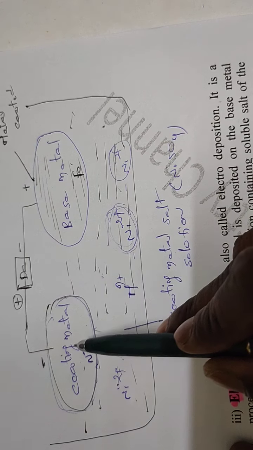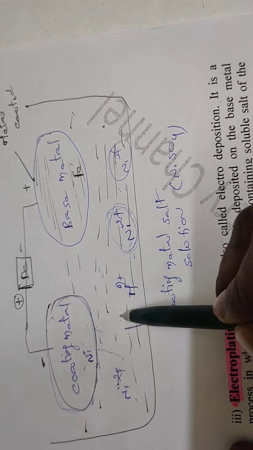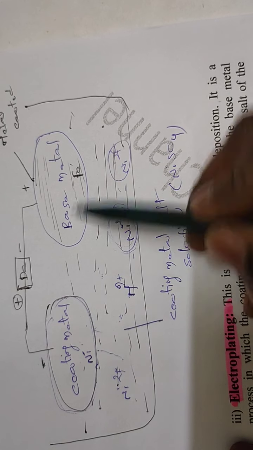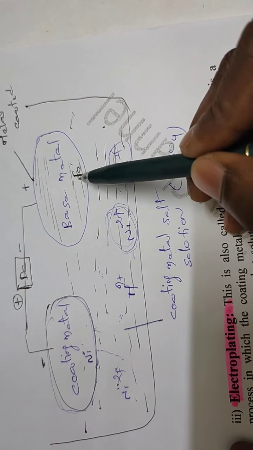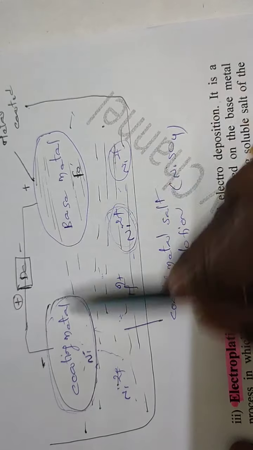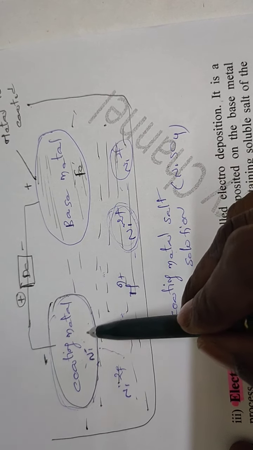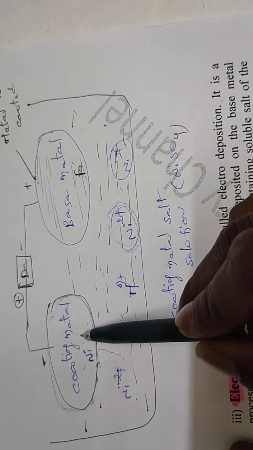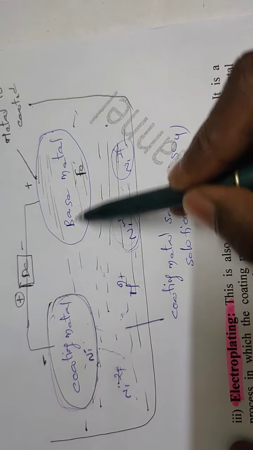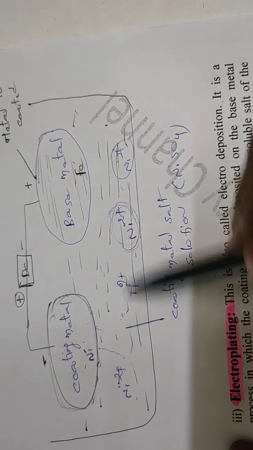Again here we are dipping the metal, the most active metal, the coating metal, in its own salt solution, because this base metal is to be coated with nickel. That is why this base metal is connected with nickel, and the nickel and base metal both are dipped in the coating metal salt solution.